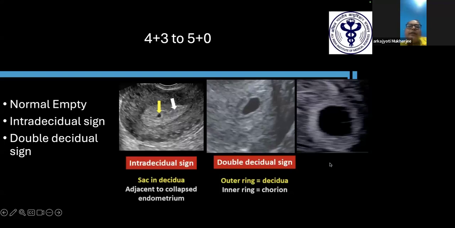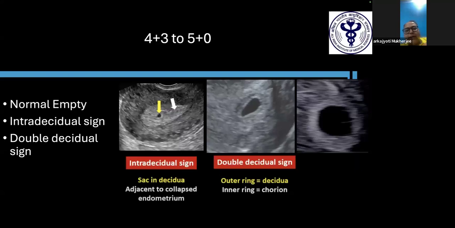So the interdecidual sign means the sac is eccentrically placed, deviated from the midline endometrial cavity, and there is an echogenic area just adjacent to the sac. That's the interdecidual sign, and it gives us an idea that this gestational sac is a proper intrauterine gestational sac. And the double decidual sign is the anechoic area between the two echogenic rims, between the decidua capsularis and the decidua parietalis. So this all gives us the hint that there is more chance that this is a proper intrauterine pregnancy.